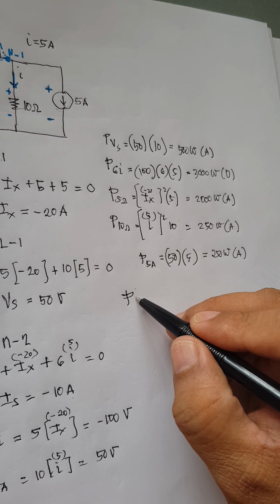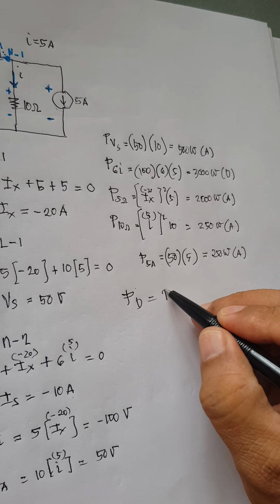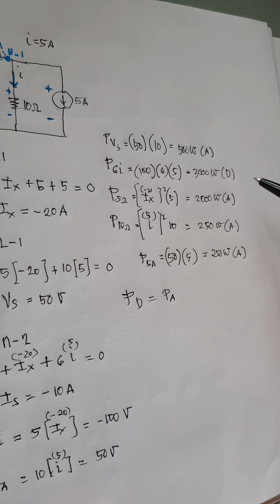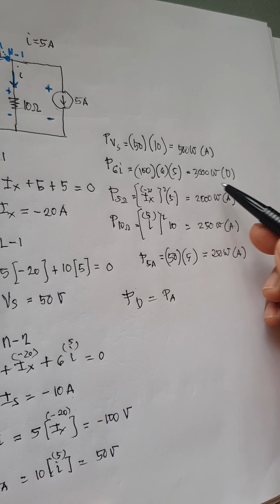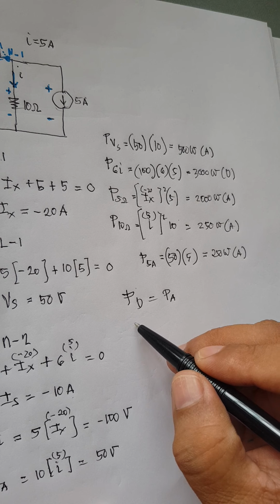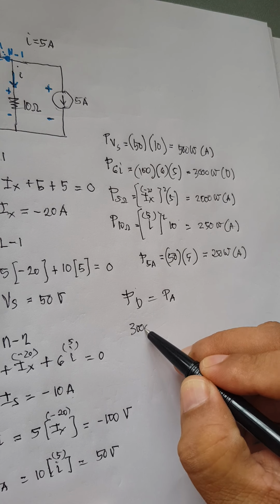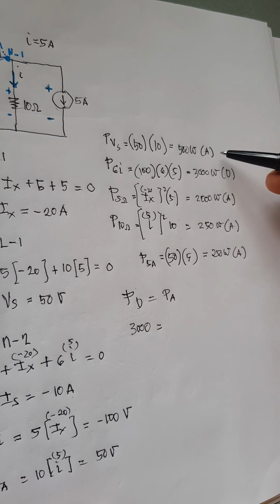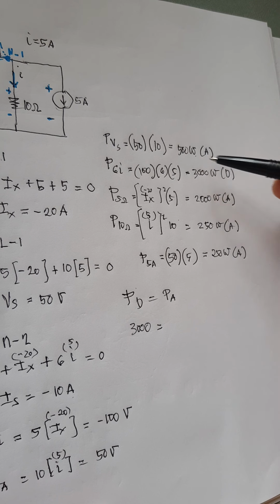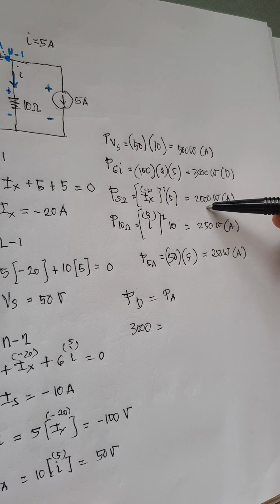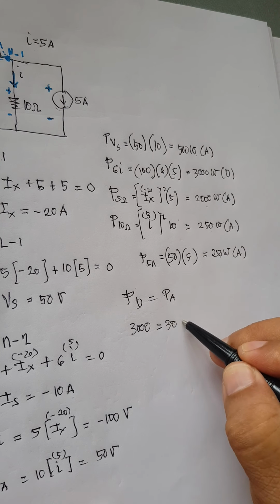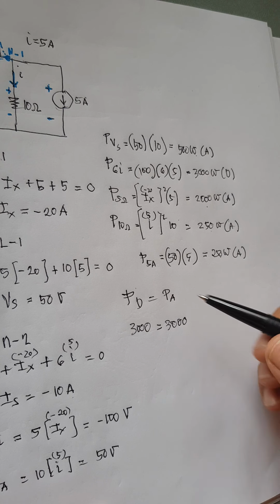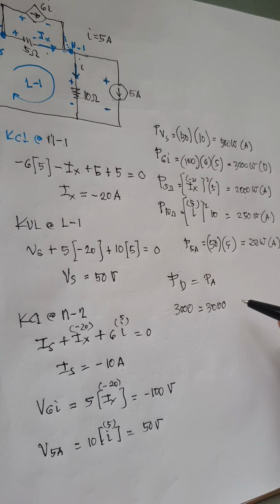Now, let us check whether our answers are correct by determining whether power delivered equals power absorbed total. So there's only one delivering power, 6I, so that is 3,000. Then we're going to add all of this. 500 plus 2,000, 2,500, 2,750, 3,000. So that means all our answers are correct.